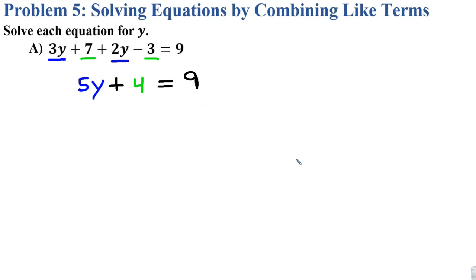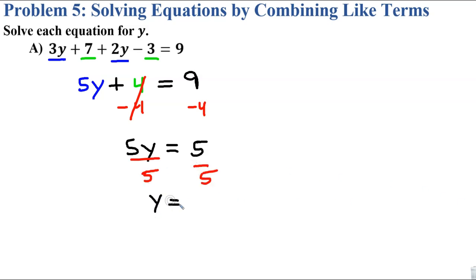And like we said, once we get like terms combined, we're back to our simple equation, where I'm going to subtract 4 on both sides to cancel this positive 4 out. So it'll leave me with just a 5y on the left is equal to a 5 on the right. And then we can divide both sides by 5, leaving us with y equals 1 for a solution to that equation.